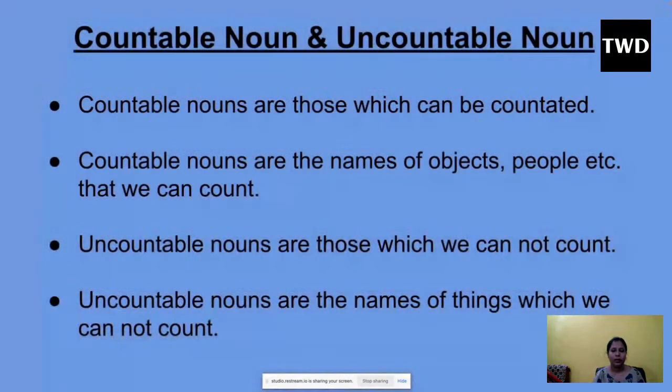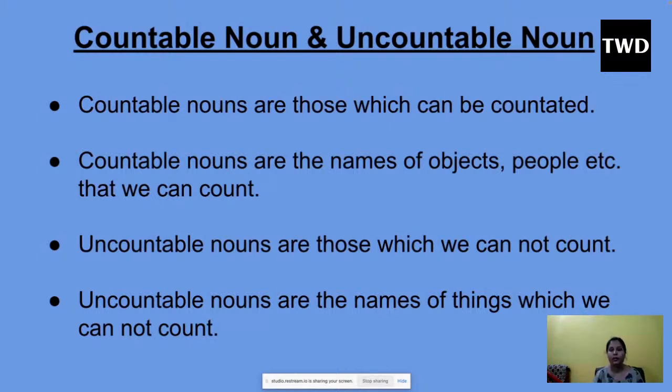Okay. Then countable noun and uncountable noun. You already have understood through the words what is a countable noun and what is an uncountable noun. So countable nouns are those which can be counted. How many books are there on the table? Can we count? Yes, we can.